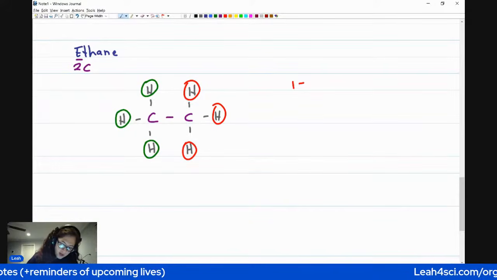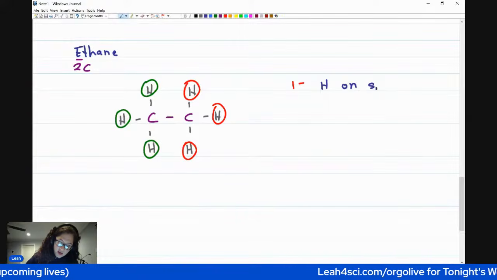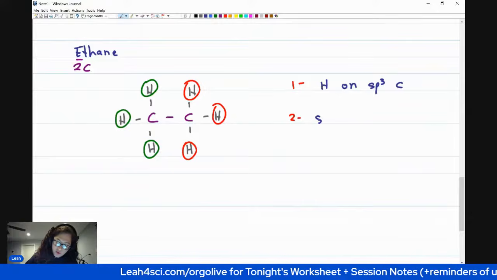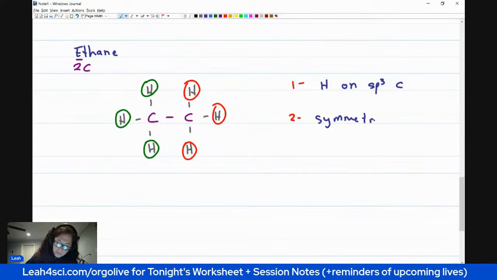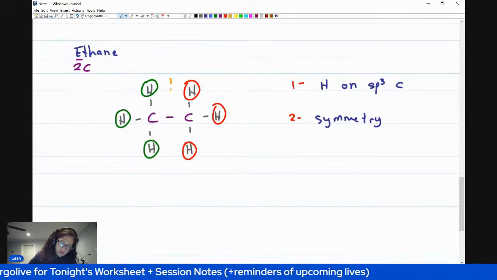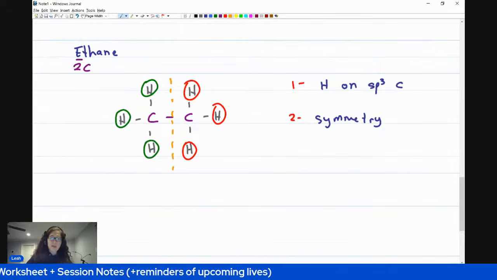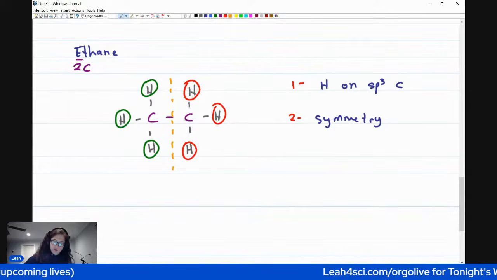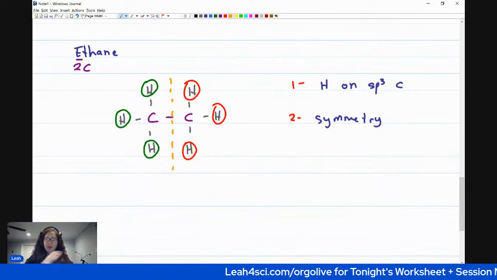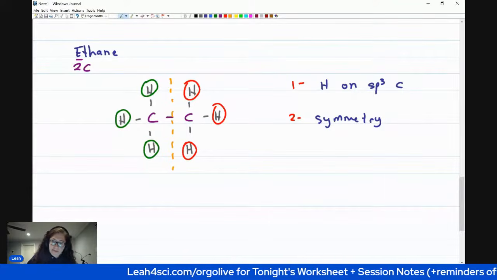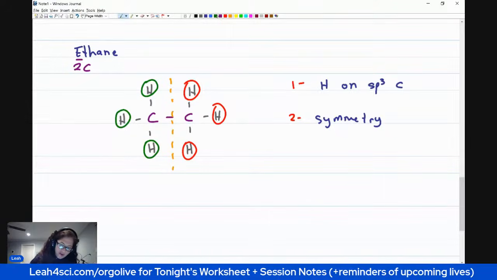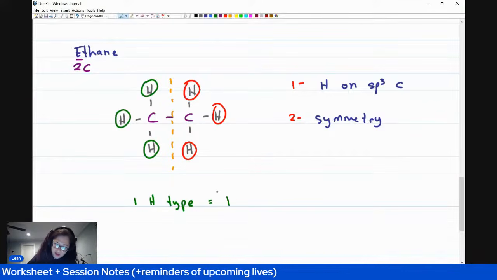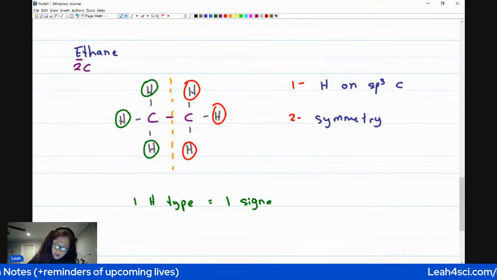So rule number 1 is hydrogen on an sp3 carbon are going to be exactly the same. The second thing you want to look for is symmetry. If I have a plane of symmetry going down the middle of the molecule, that means I take this molecule and then I flip it. If I turn it sideways, where the red become the green and the green become the red, it still looks exactly the same. And that means I have just one hydrogen type once again. And that means the H-NMR graph is going to have one signal.